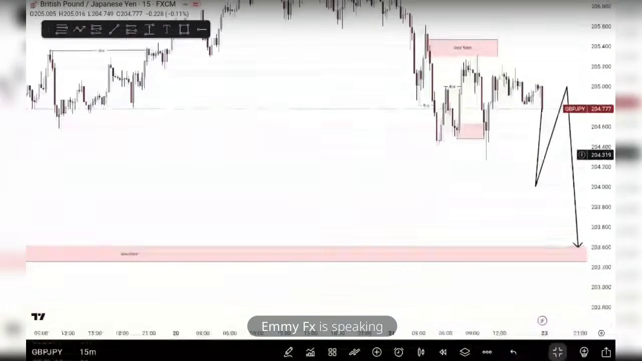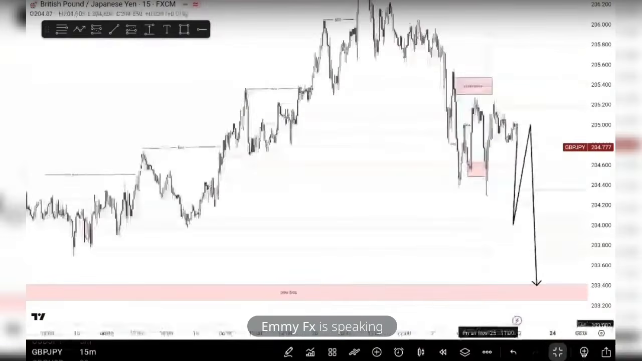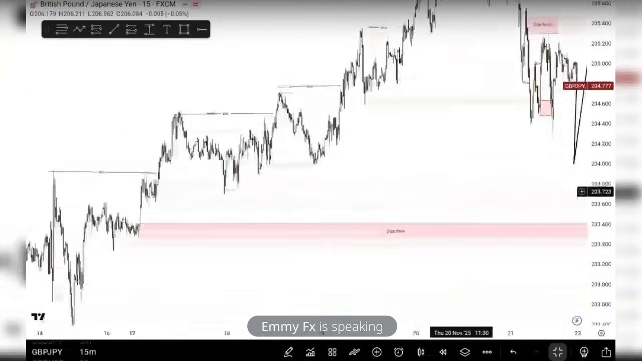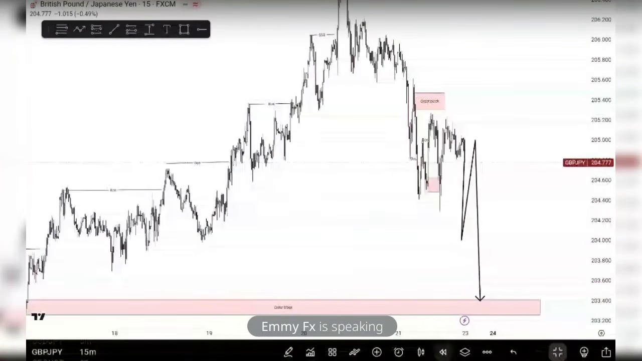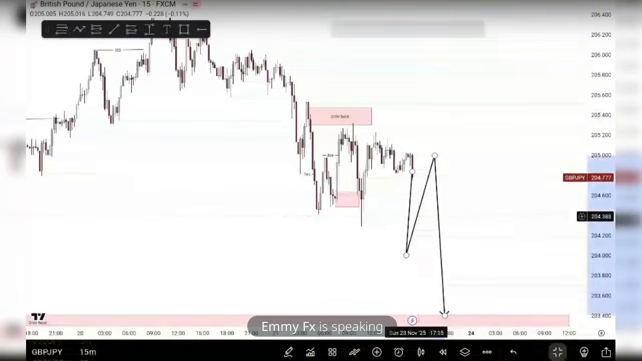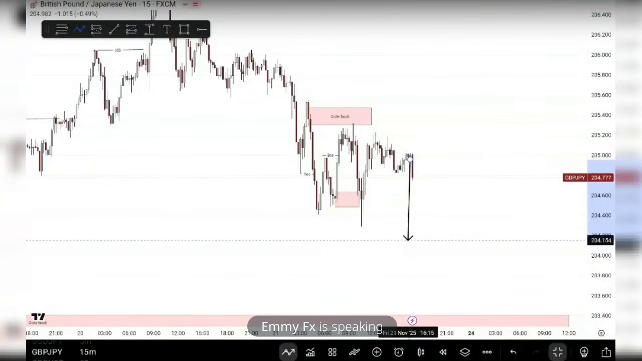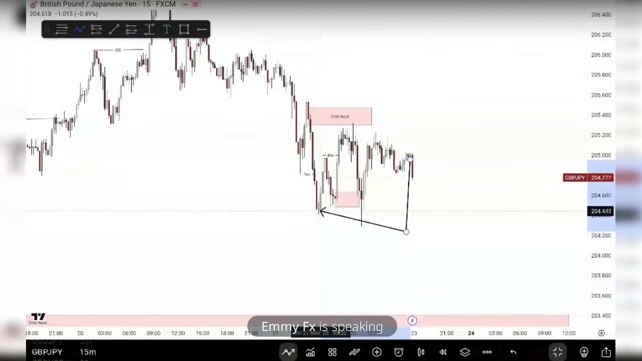All right, so I'm not going to give you a set coordinate at these points. All I just want to see in the market is that price gives us a break of structure from here.